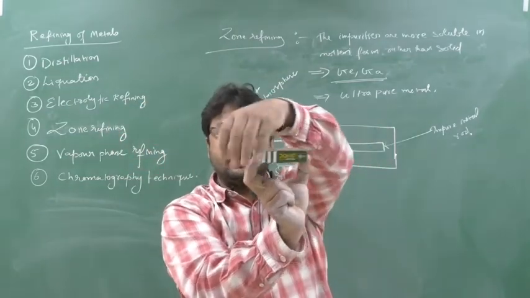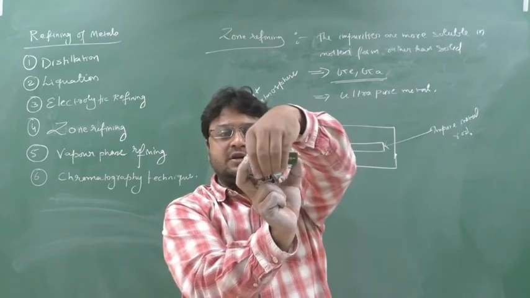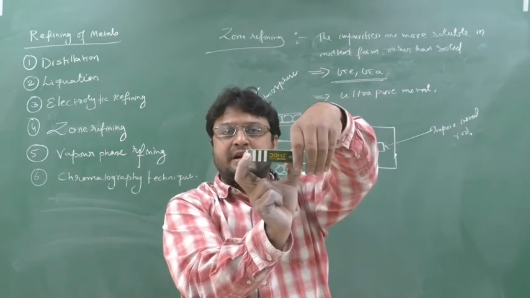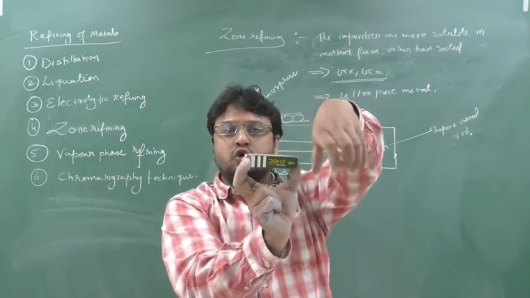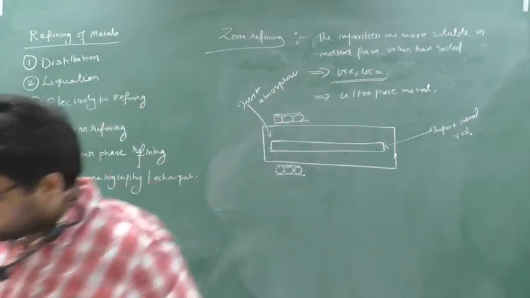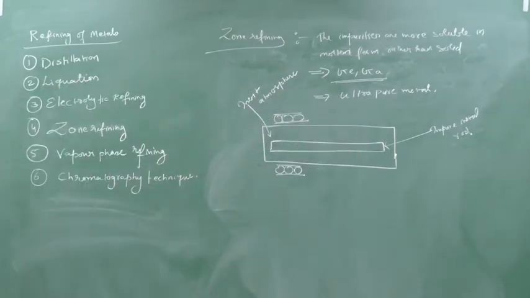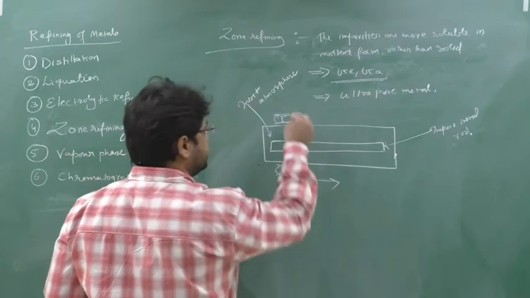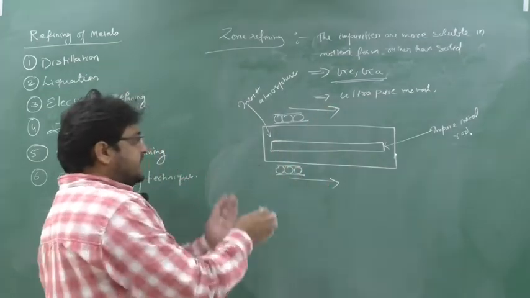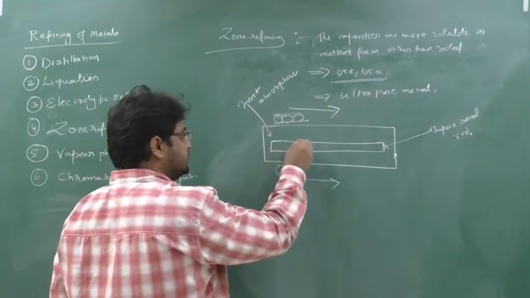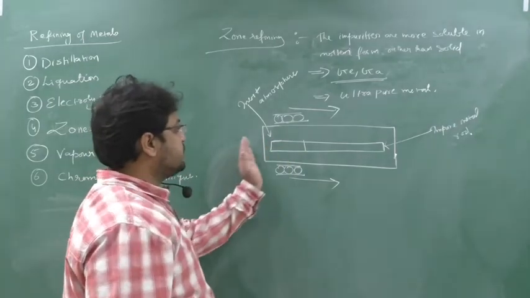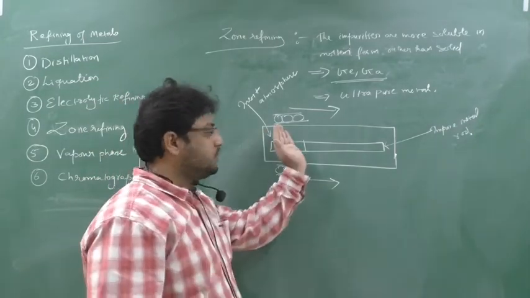Heater will move. Okay. So when the heater moves from here to here, this metal will get heat. As the metal gets heat, it starts to melt. So soluble impurities will come down. Clear? So what will happen? Now this heater will move from here to here. As the heater moves, this portion will get heat, and as this portion gets heat, here impurities will come out.